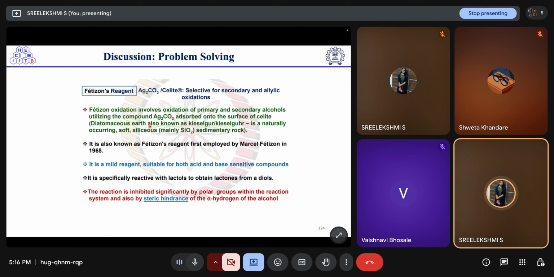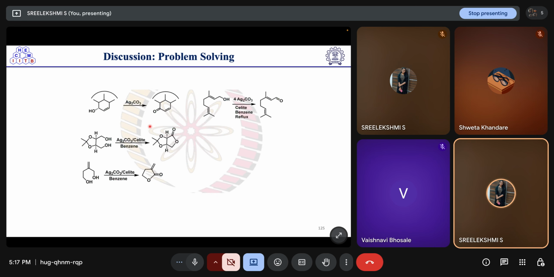Then another application is that it can be used for the conversion of diols to obtain lactone via lactols. We will see that in the example. Then the reaction is inhibited significantly by polar groups within the reaction system and also by steric hindrance of alpha hydrogen of the alcohol. Yeah, so it is a mild reagent. So steric hindrance, and if any other polar groups are present in the reaction system, that can hinder this reaction a little bit. So we will see how it is working.